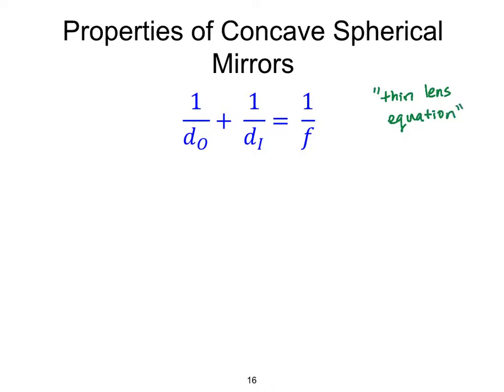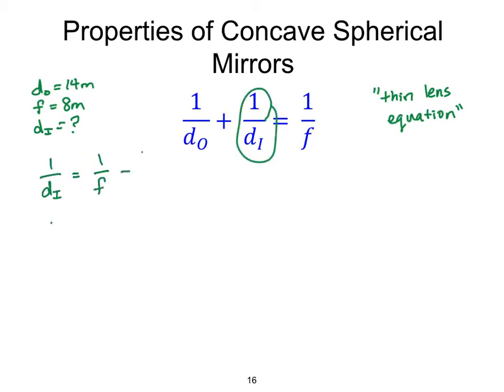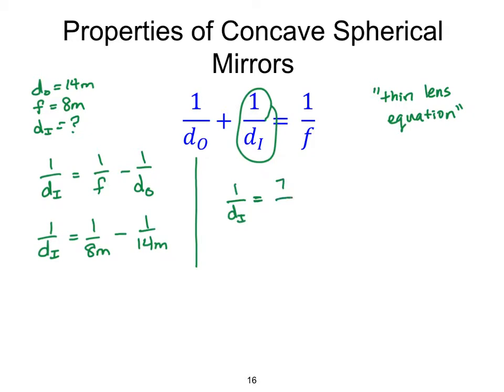The most important thing to remember in this equation is that all three quantities, DO, DI, and F, are in the denominator, so you need to be very careful with your algebra. Let's do an example. Suppose we know that the object is located at 14 meters and the focal point is at 8 meters. I want to find the distance to the image, so I want to get 1 over DI all by itself on one side. Keep everything as a fraction for now, it'll make your life easier. This is one occasion where it is probably safer to plug in numbers before trying to get anything out of the fraction. In the end, we find that the image will be located at 18.67 meters.